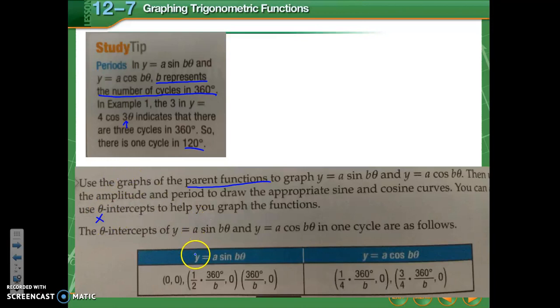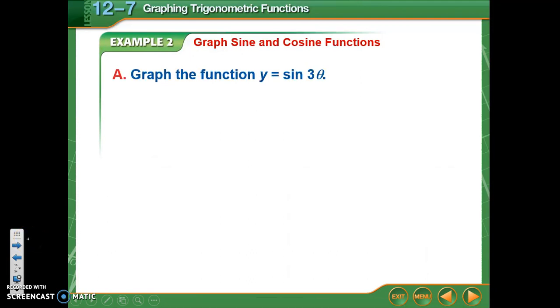And I have this for you on your notes, but if I have y equals a times the sine of b theta, it's going to cross the x-axis, or the theta axis, at 0, 0, at 1/2 times the period, 0, and then at the period, 0. So those 3 ordered pairs will be on the x, or the theta axis. For cosine, it's 1/4 times the period, 3/4 times the period, 0. So those are 2 x-intercepts of the cosine function. So let's take a look at what our graphs could look like.